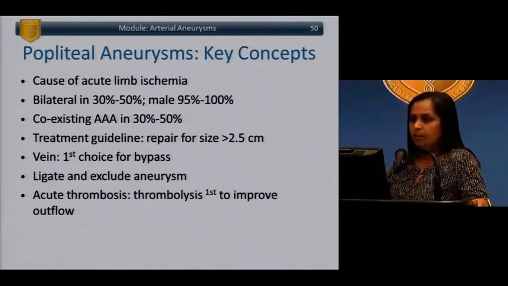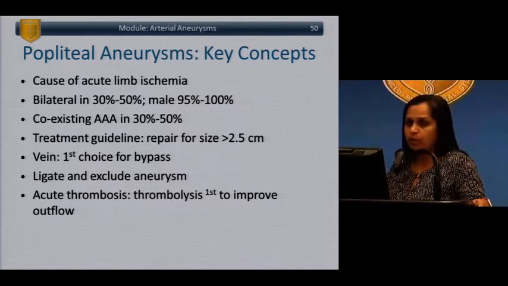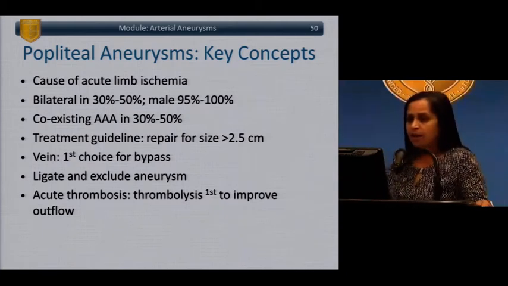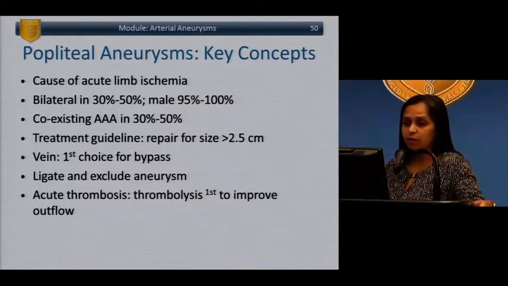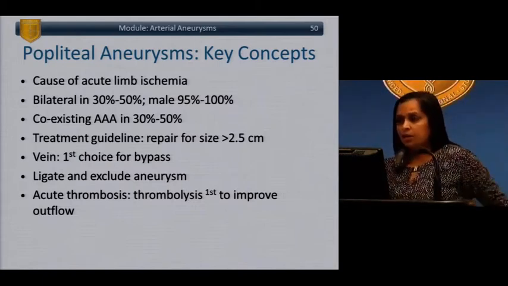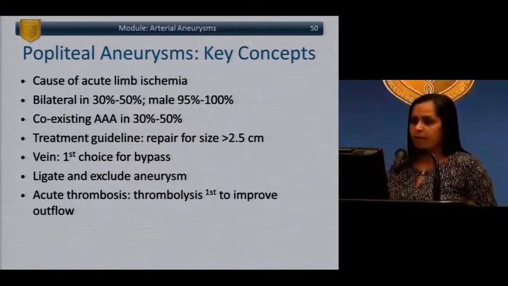So some of the concepts of popliteal aneurysms: they're an important cause of acute limb ischemia, and it's always good to keep in the back of your mind if someone presents with an acutely thrombosed popliteal artery. They occur mostly in men. In about half of patients, they're bilateral, so you want to look for them on the other side if you find one. There's an abdominal aortic aneurysm in about half of patients that have femoral or popliteal aneurysms.